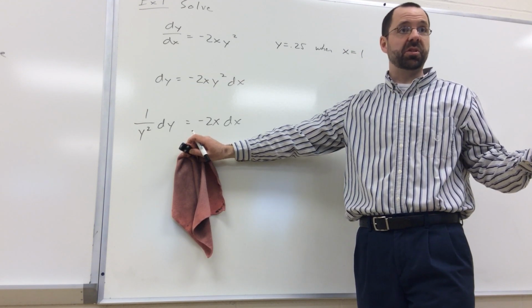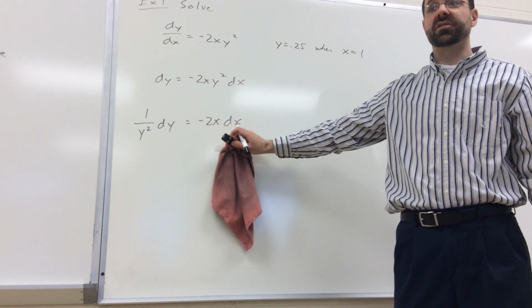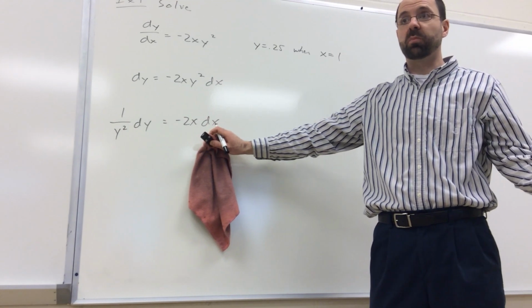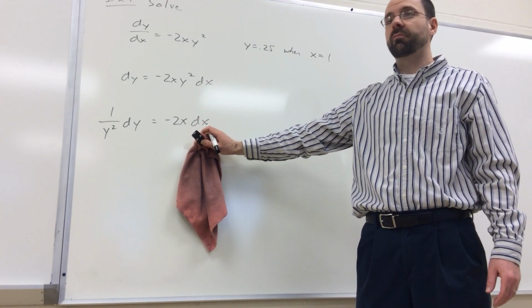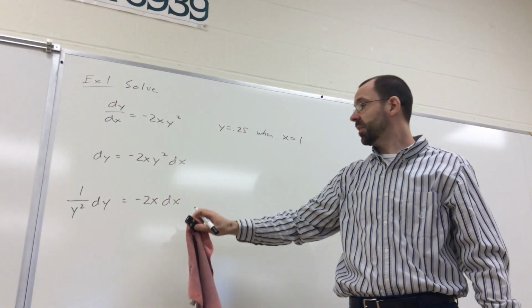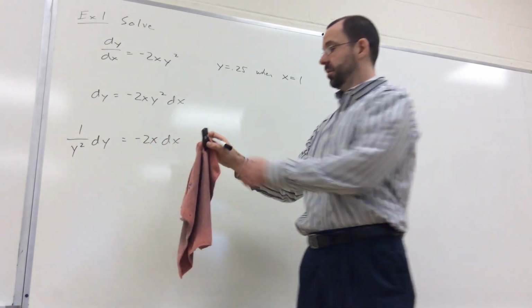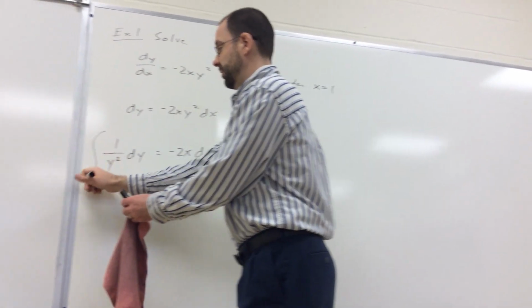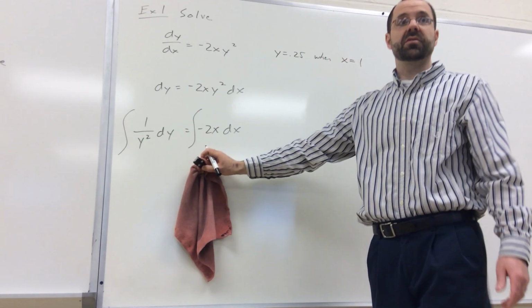So I just did some algebra and put all the y's on the left and all the x's on the right. That's called separation of variables. Got the variables separated. And it's used on problems like this. Okay, then after you do that, you can take the antiderivative of both sides. So you just put an antiderivative symbol on that side and an antiderivative symbol on that side.